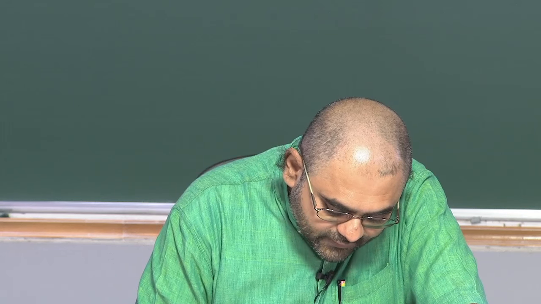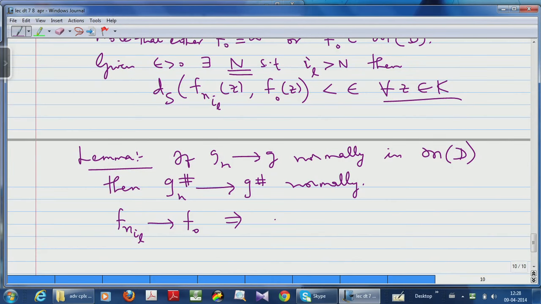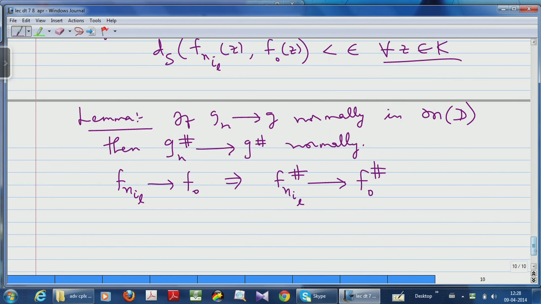So if I use this, what will I get? I have this f_{n_i} going to f_0. So this will tell me that the spherical derivatives of f_{n_i} will go to the spherical derivative of f_0. And mind you, this is going to happen normally, so all this is going to happen uniformly on K, because K is compact. And what does this mean?